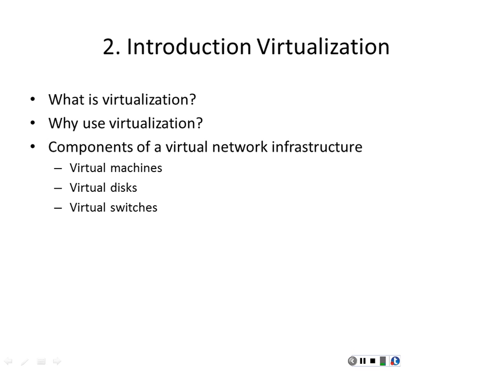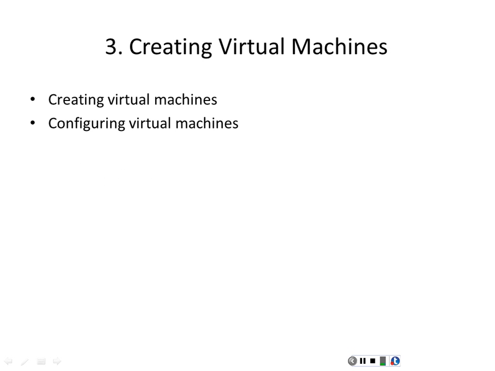Then in the next module is where we really get into it. We do the introduction to virtualization. We discuss what is virtualization, why should you use virtualization, and we look at the components of a virtual network infrastructure, specifically virtual machines, virtual disks, and virtual switches. In Chapter 3, we create virtual machines, we configure virtual machines, we get them up and running.